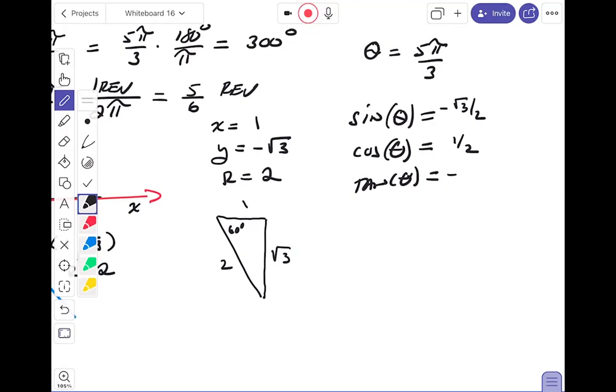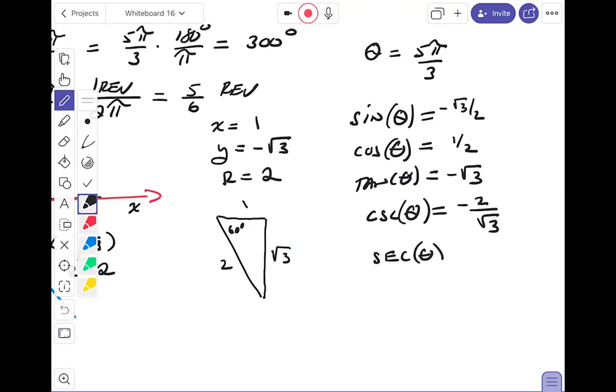Now, once I have these down here, I can write the reciprocals down. The reciprocal of sine is the cosecant. And what's the reciprocal going to be? Minus 2 over root 3. Now, the reciprocal of cosine is secant of theta. What's that going to be? 2. The reciprocal of tangent is cotangent. And we'll look at the answer key later. What's the cotangent? The reciprocal of the tangent, which is minus 1 over root 3.